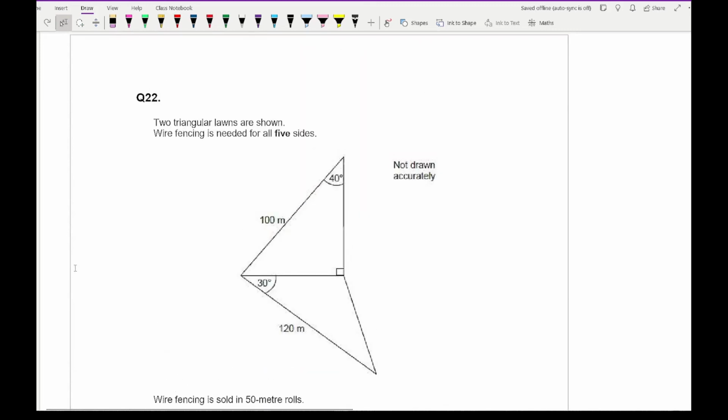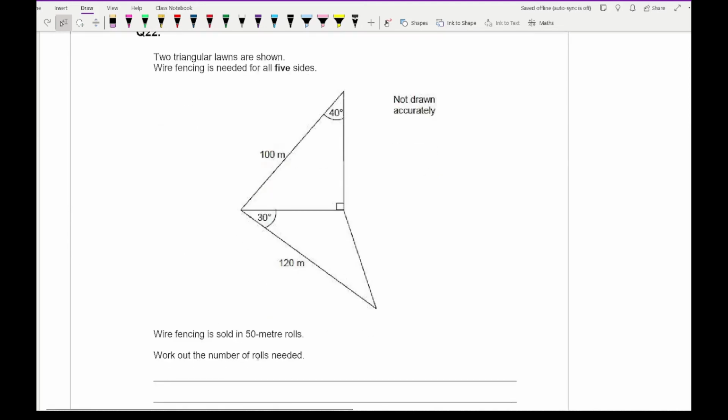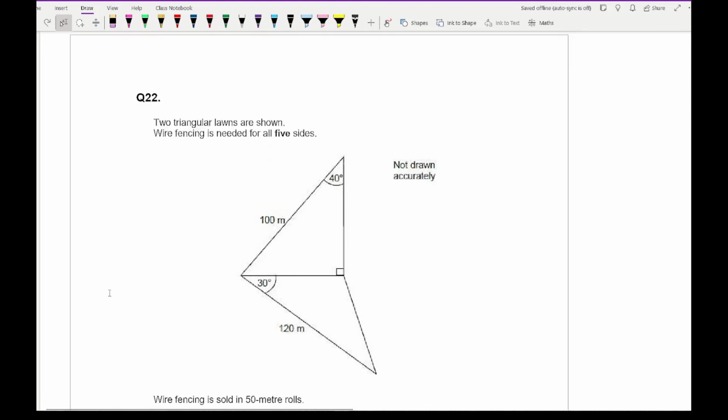Moving on to our next trigonometry question. It says two triangular lawns are shown. Wire fencing is needed for all 5 sides, and wire fencing is sold in 50-meter rolls. Work out the number of rolls needed. So let's have a look at this.